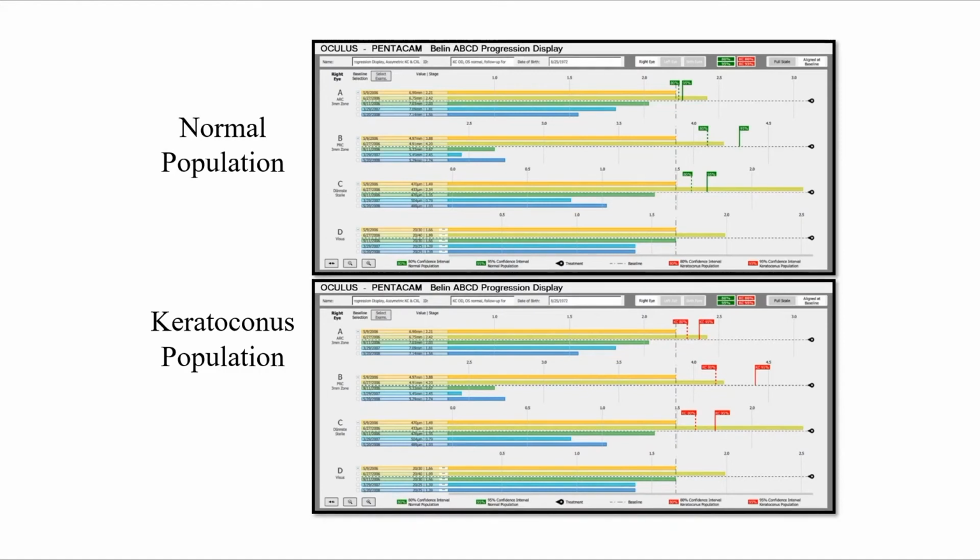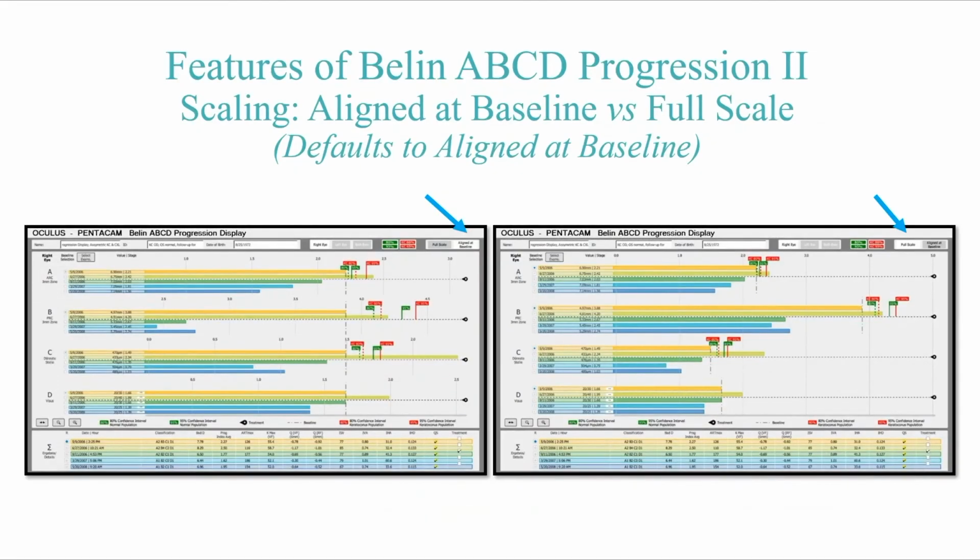But again, most of the time you're just going to leave it in default when it shows both. A rather confusing thing is that there's two ways to actually show the data. One is called aligned at baseline, and the other one is called full scale. It defaults to aligned at baseline. What is the difference between the two?